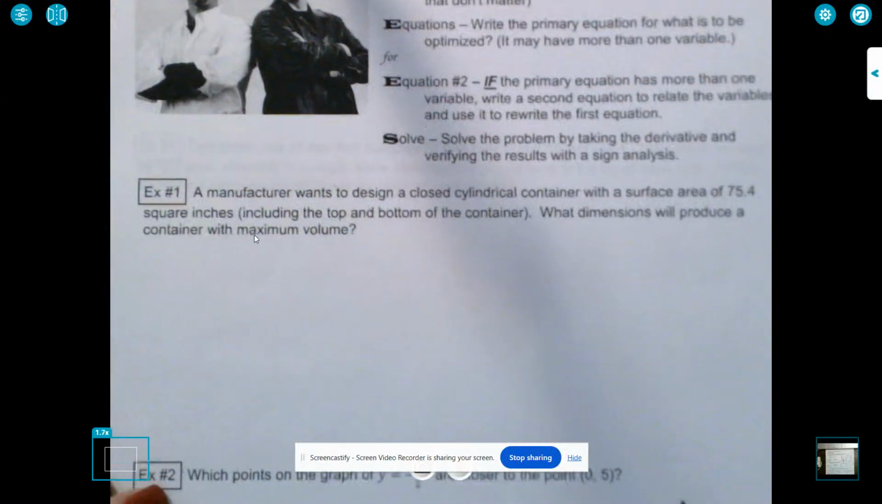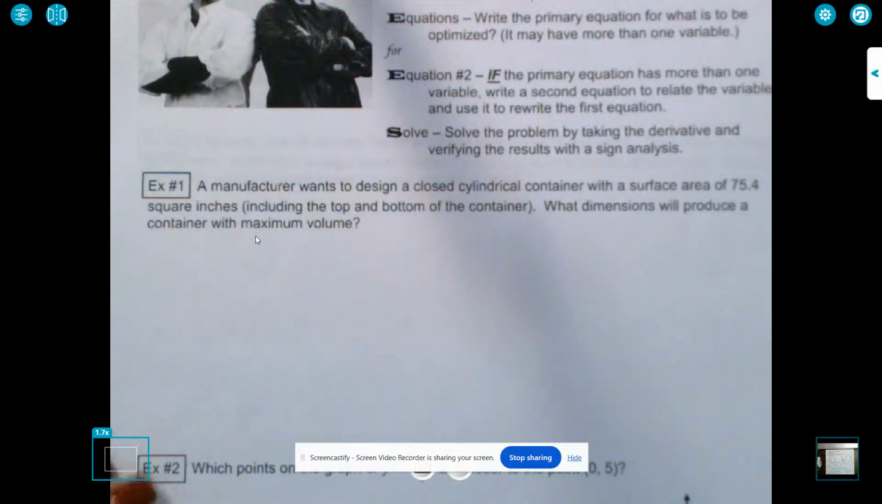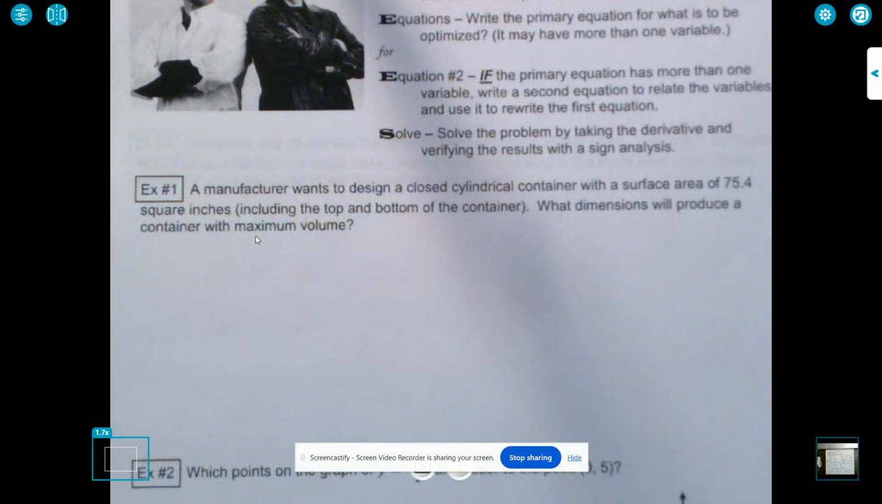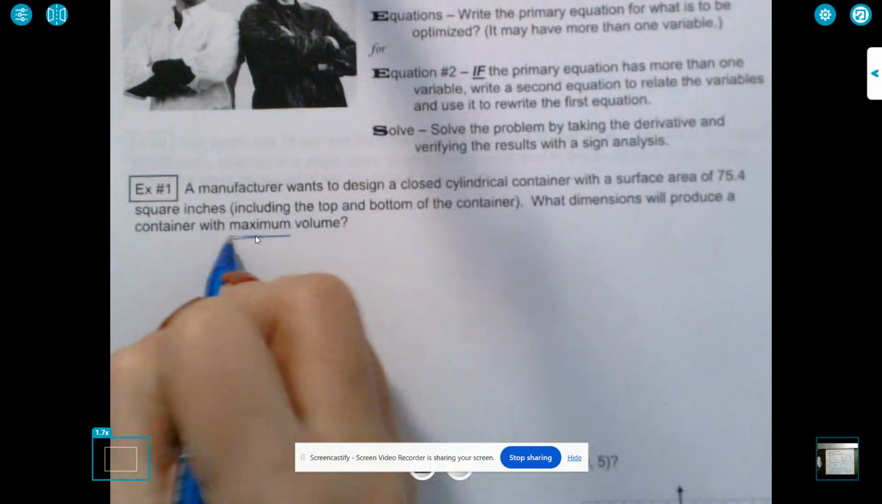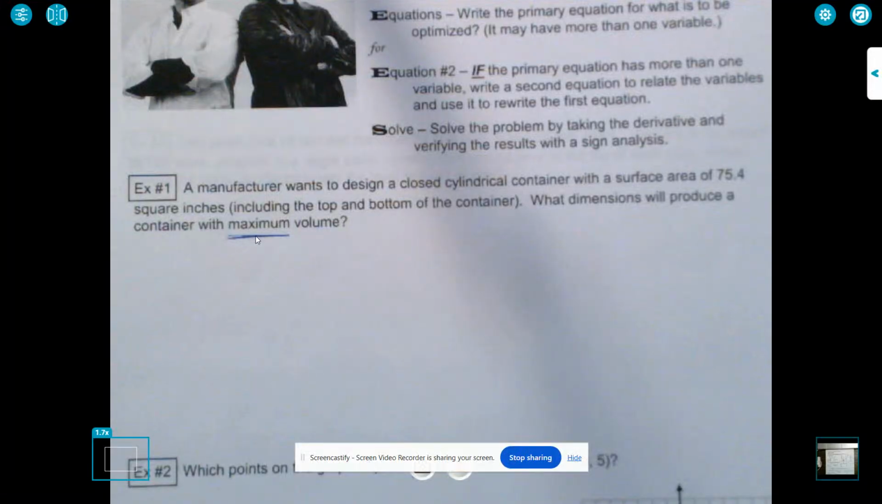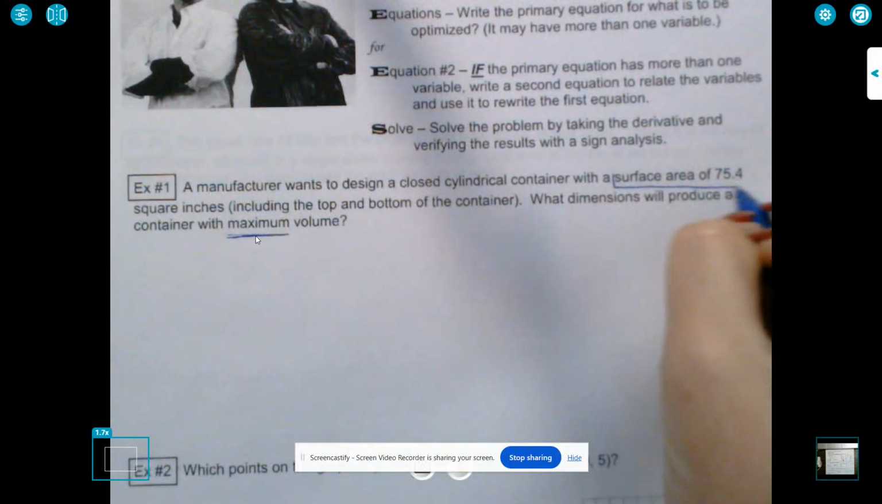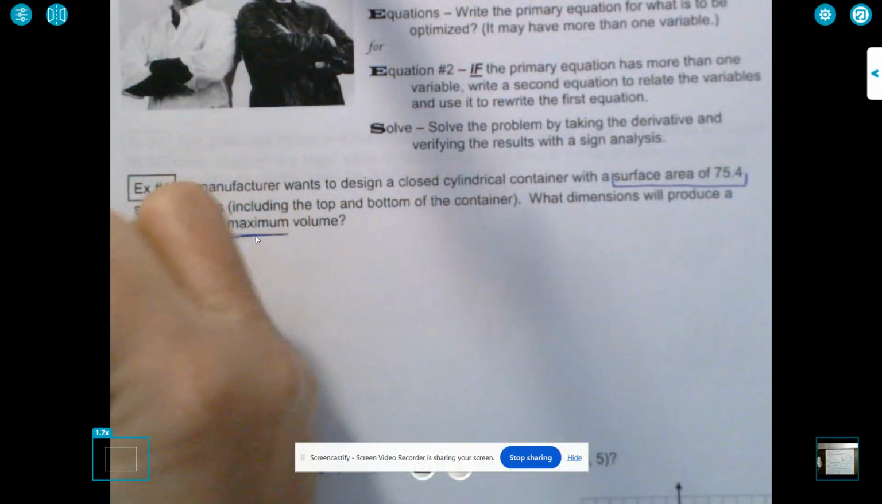All right. A manufacturer wants to design a closed cylindrical container with a surface area of 75.4 square inches, including the top and bottom of the container. What dimensions will produce the container's maximum volume? So we're maximizing here.